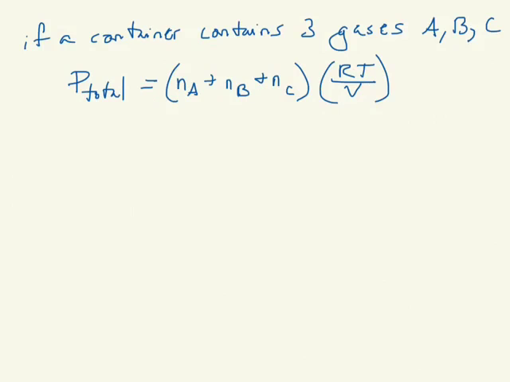Let me go ahead and rewrite that. Our total pressure is equal to N total times RT over V. Okay, so if I know the amounts of each of those individual gases, well then I can just convert them all to moles, add them all up, and I'd be dealing with the total pressure of the entire system.